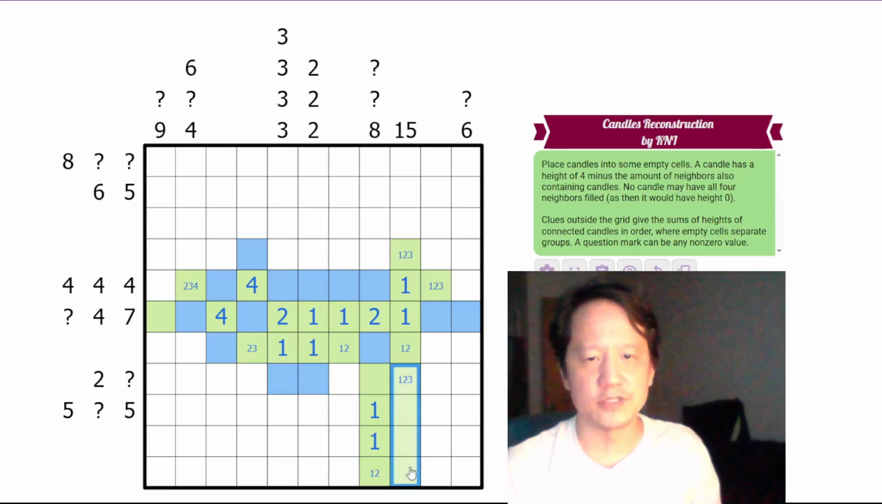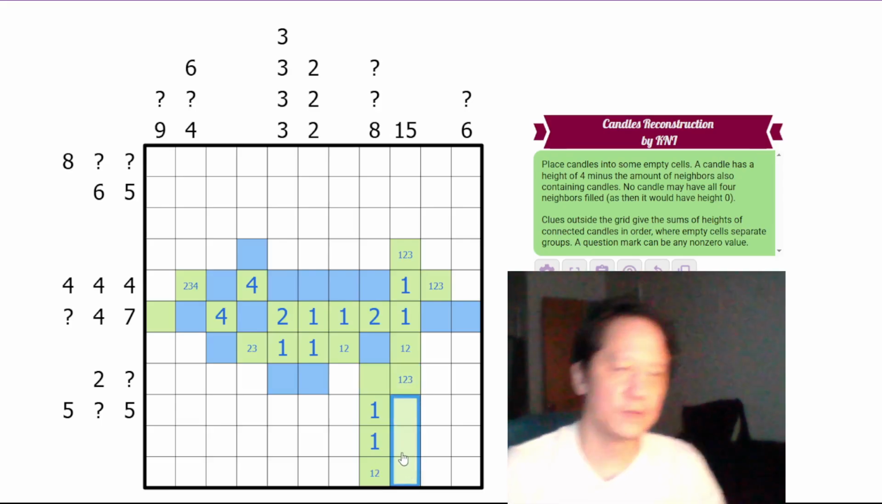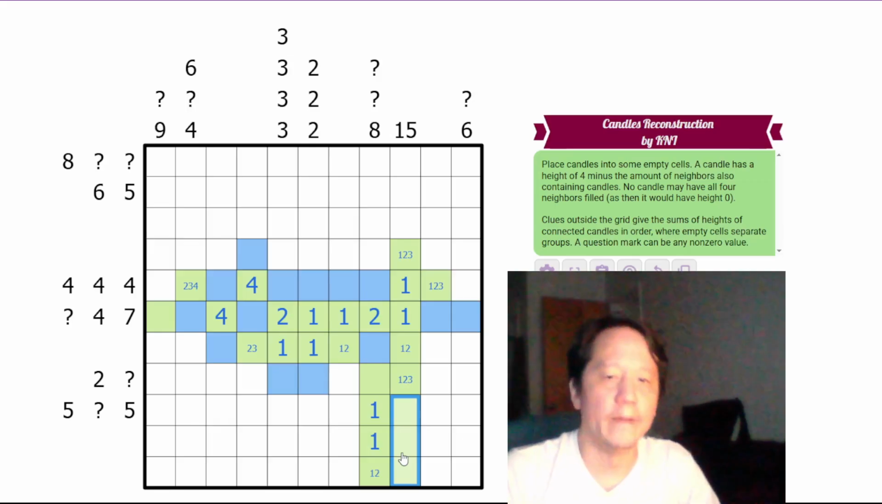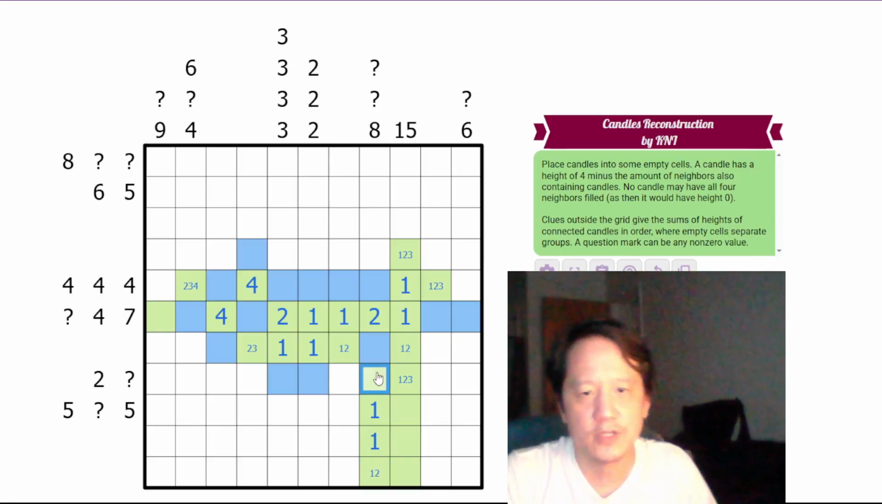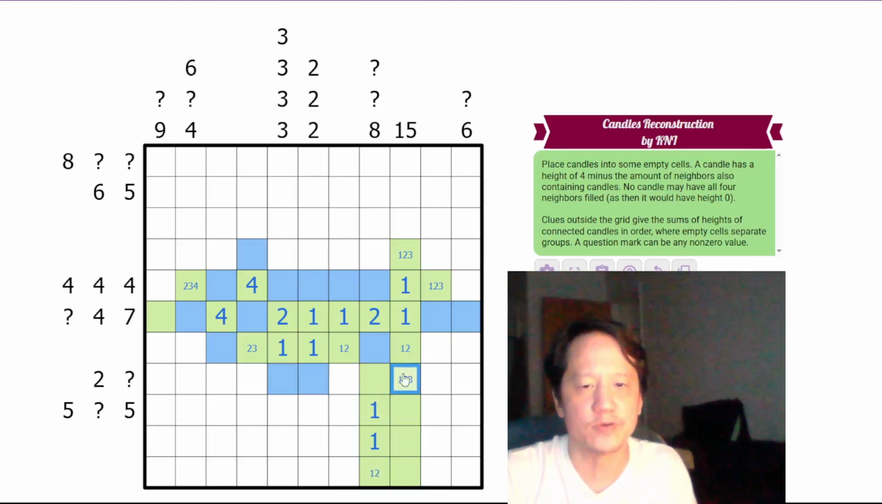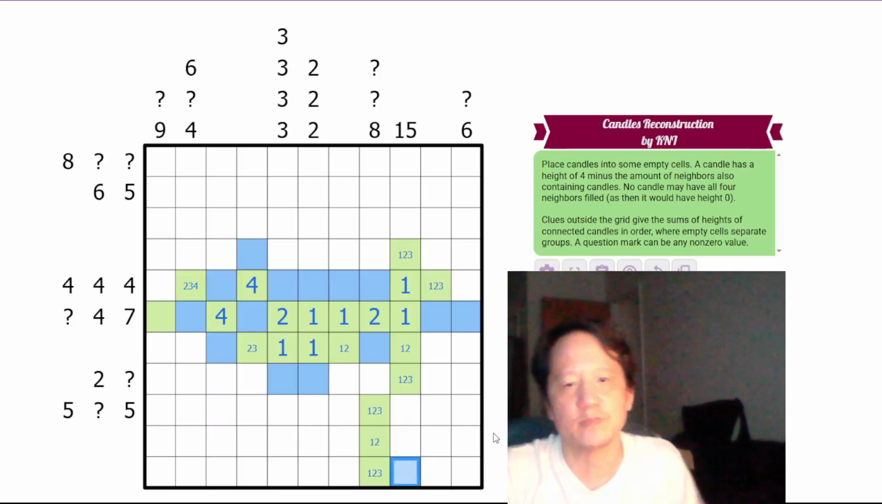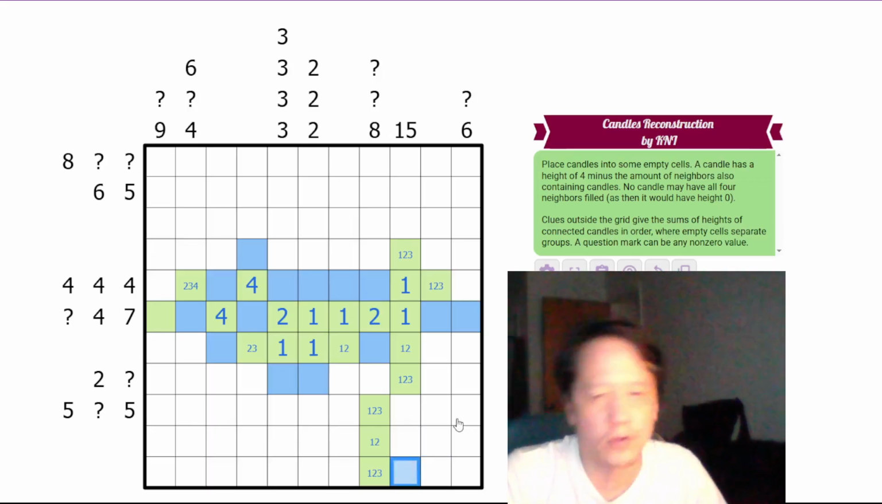So this cannot go down this way, because this has 3 neighbors with candles, so it's 1. This has 3 neighbors with candles, it's 1. This has 2 neighbors with candles, it's 2. This has 2 neighbors with candles, it's at most 2. And that does not add up to 8. So we know this cannot be shaded, cannot have a candle. So it must not have a candle there.